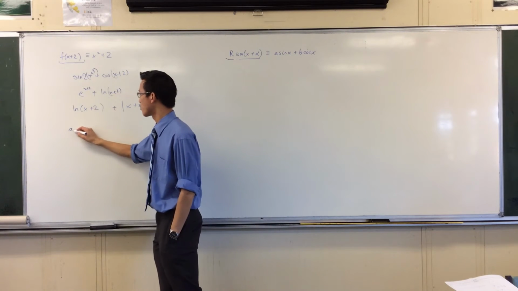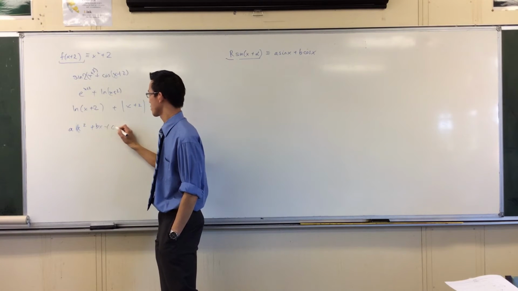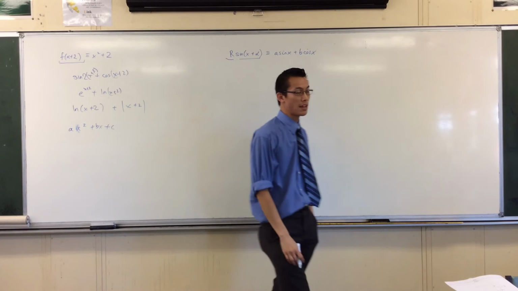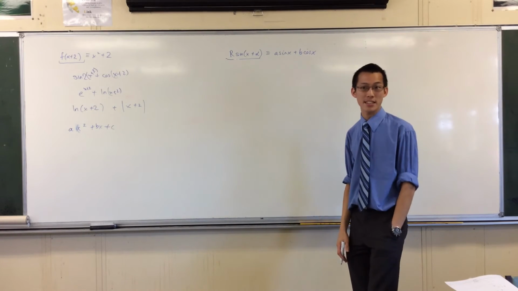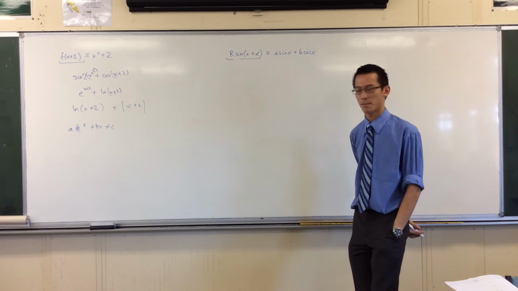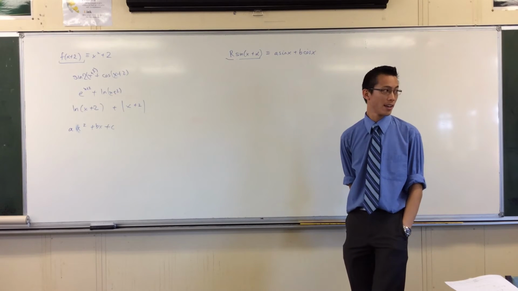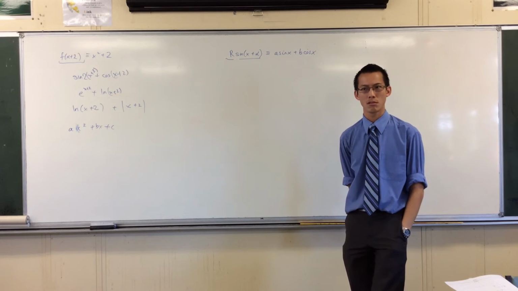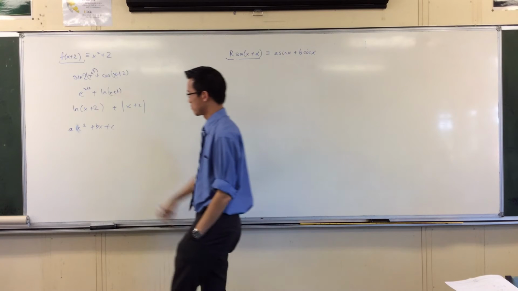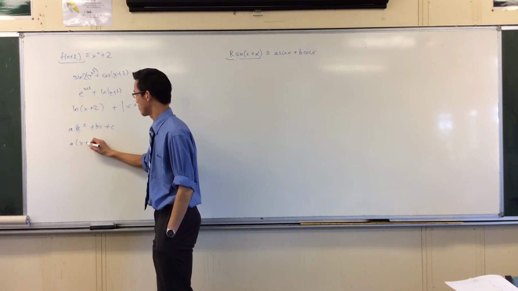So, I could write a quadratic like this. That's a quadratic in x, isn't it? In fact, that's the only kind of quadratic in x that exists for different values of a, b, and c. So what would a quadratic in x plus 2 look like? It would look like this, right?